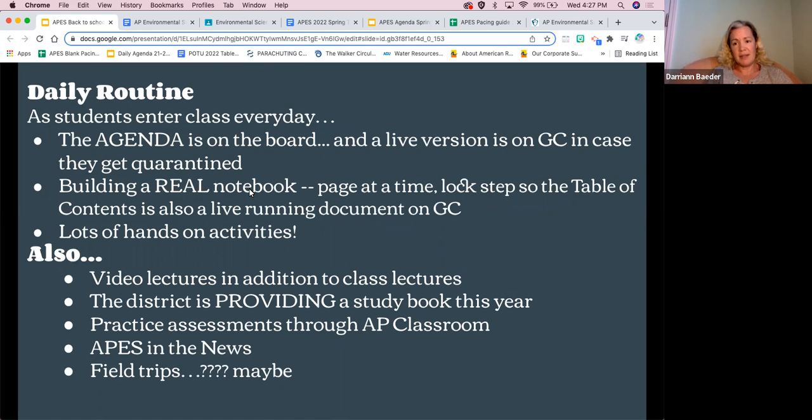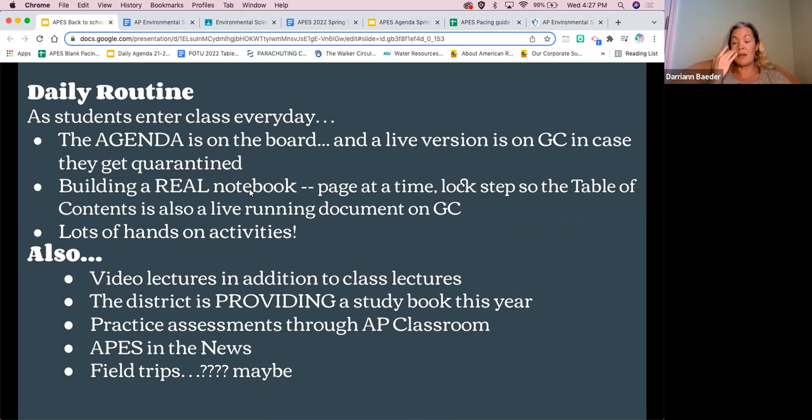Kind of a day in the life of the student in an AP class. The students come in, the agenda's on the board. There is a live version of that in Google Classroom in case they do get quarantined. If you've been out for a length of time, I try to build some tools so that students can access information even if they're not in class. We are building a real notebook, a page at a time. It's lockstep all together. We are using the same table of contents, and that's also running live on Google Classroom.